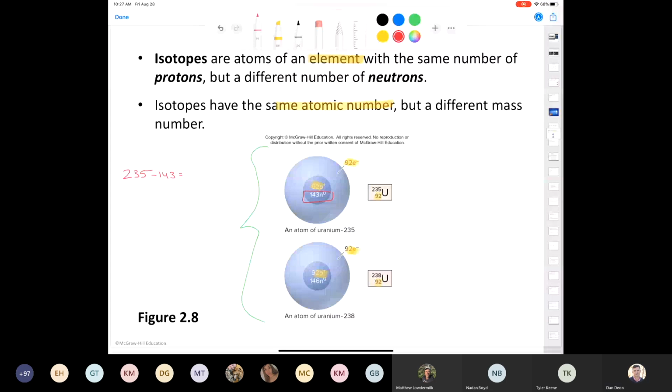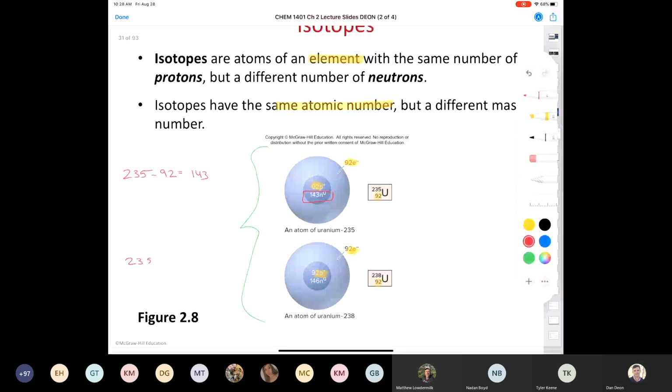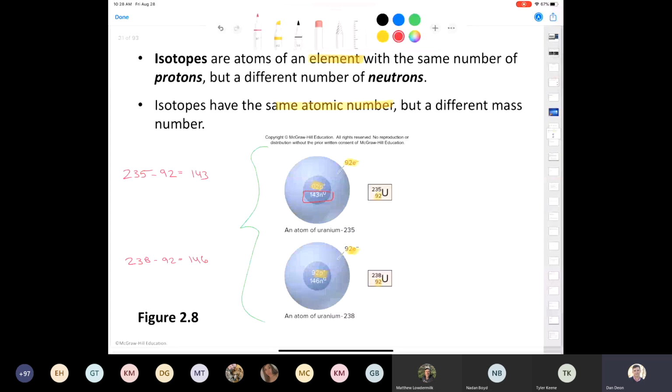92. Okay? The same thing applies here. And I actually should have written it as 235 minus 92. That might have made more sense. In fact, I'll even back up. If I take 235, subtract 92, I get 143. If I take 238, a different isotope, and I subtract 92, I end up with 146 neutrons, okay?